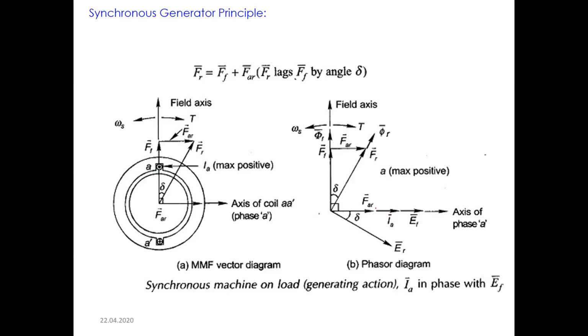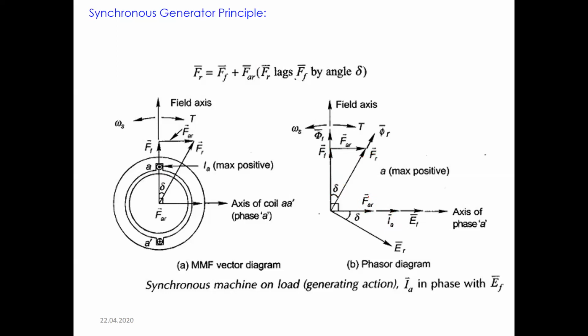The magnitude of this will depend upon the loading on the generator. If there is no current flow, if there is no generator loading, this will be absent, and in that case the resultant and the field MMF will coincide. So this angle delta exists only when you load the generator. Only when current is drawn from the generator terminal do you have this current and thereby this MMF.